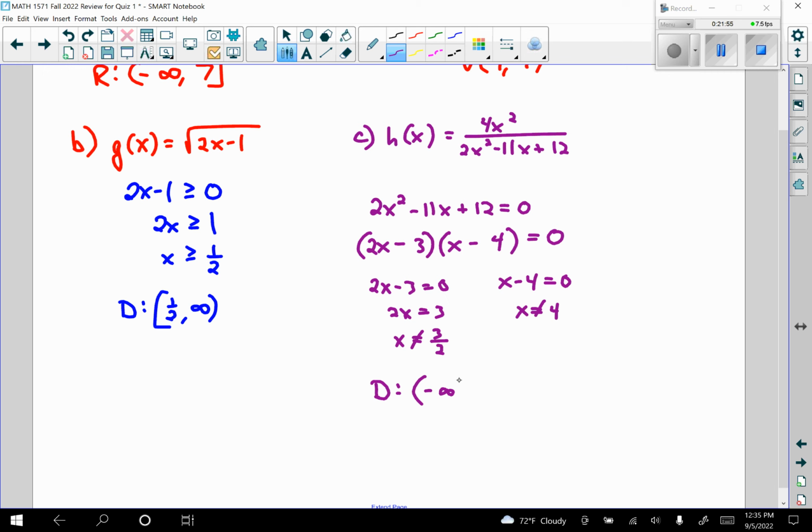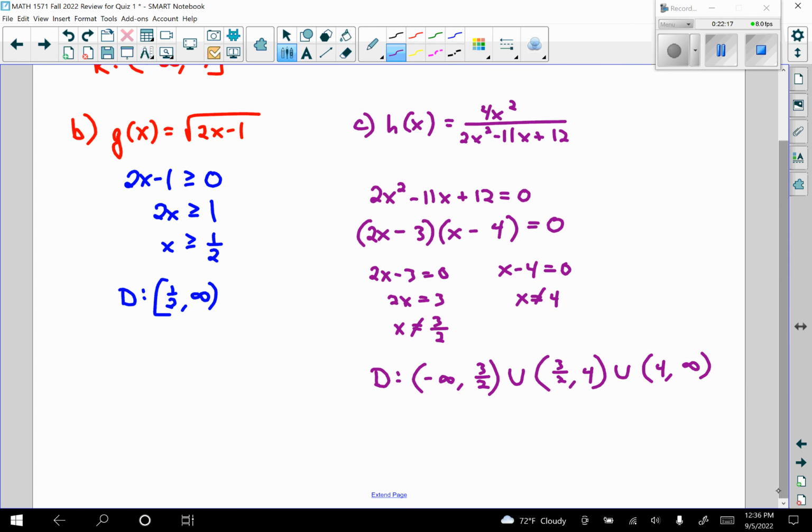So we want to go negative infinity. We reach 3/2 first, which is 1.5, so negative infinity to 3/2. Then we join that, or union. Then we go from 3/2 to 4. And then we have to carry on. We have to jump over the 4, so we continue from 4 to infinity. But notice there's parentheses everywhere, not brackets. We cannot include the 3/2 or the 4.